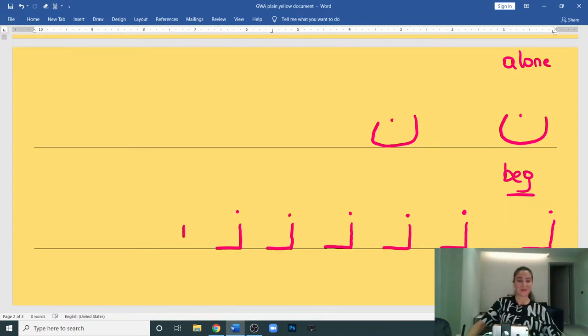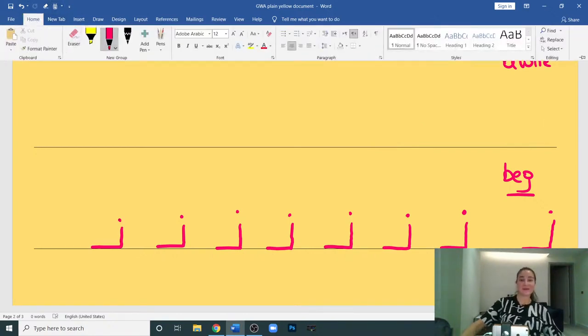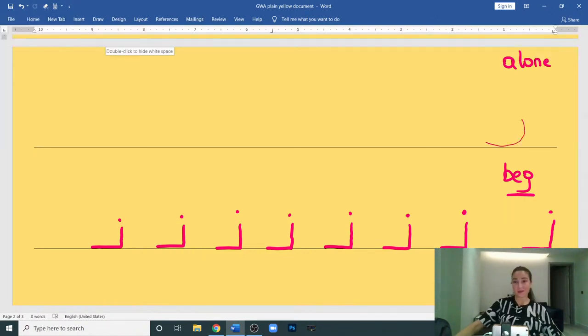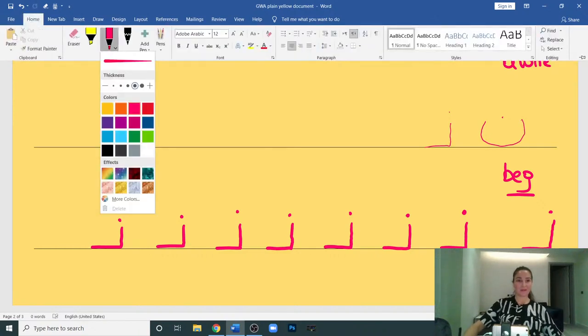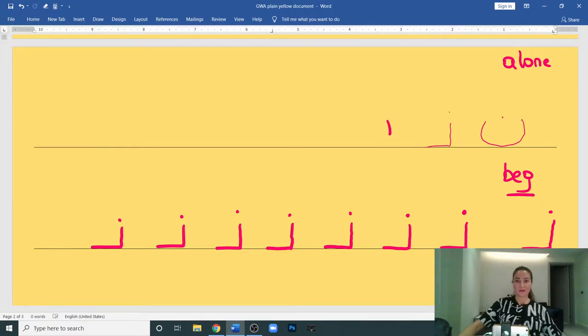Sharp and sharp. Sharp, sharp. Okay? So far, we know how to write the letter when it's alone, okay? And we know how to write it when it's at the beginning of the word. So this is alone, okay? And this is at the beginning of the word. Let me make it a bit thicker for you guys to see. So this is alone. This is at the beginning of the word.